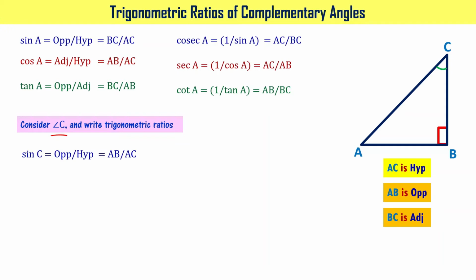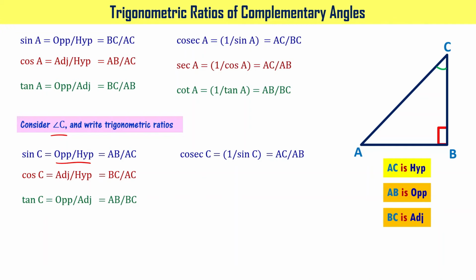AB by AC, opposite side by hypotenuse. And cos C is adjacent side by hypotenuse, that is BC by AC. And tan C is opposite side by adjacent side, AB by BC.